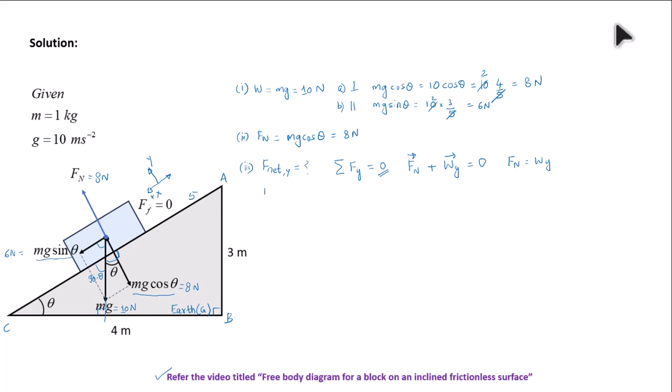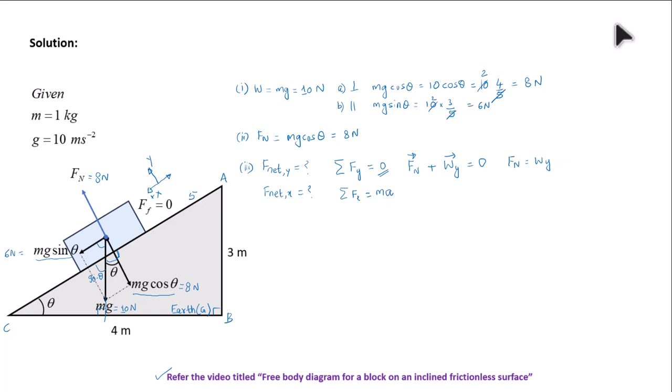And how about the net force along the x direction? That means along the inclined surface. So apply Newton's second law again. This time it will be sigma Fx, which should be equal to, the general expression, mass times acceleration. But before I go further, we see clearly that there is only one force acting along the x direction, and that is given by mg sine theta.